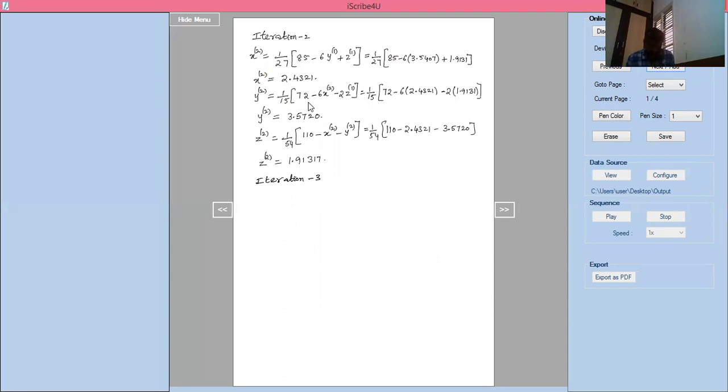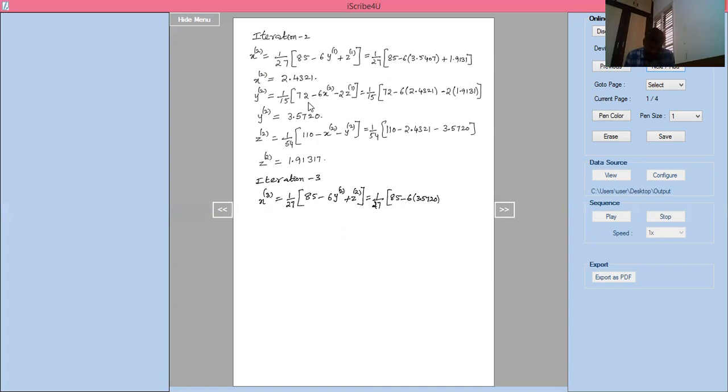Iteration 3. In iteration 3, x of 3 equal to 1 by 27 into 85 minus 6 into y of 2 plus z of 2. Now I will write 1 by 27 into 85 minus 6 into y of 2. The value of y of 2 is 3.5720.